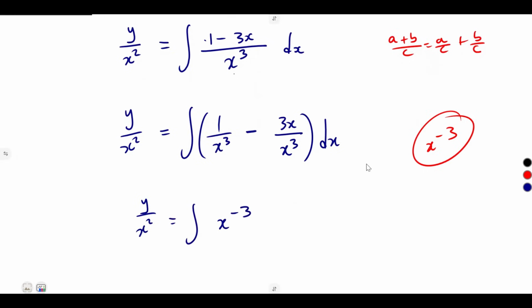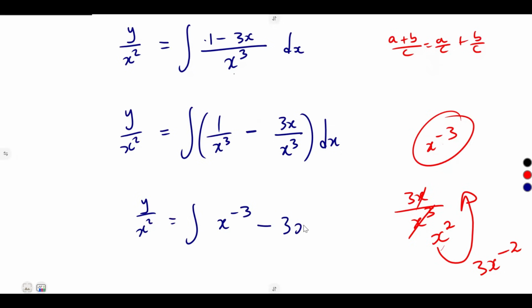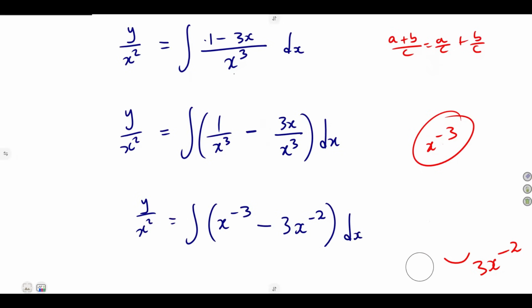And for the 3x, so there we have minus the 3x over x to the exponent of 3. We can reduce this one, x into x cubed. It's going to give us x squared. And rewriting as a negative exponent, it is going to be 3x to the exponent of what? Negative 2. So this is what we are going to have if we simplify this part. We haven't started integrating yet. We are just simplifying so that we can integrate properly.